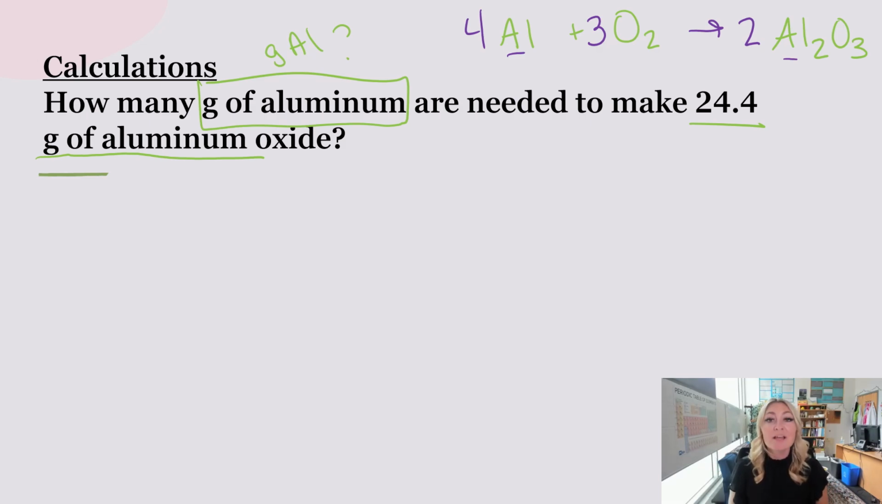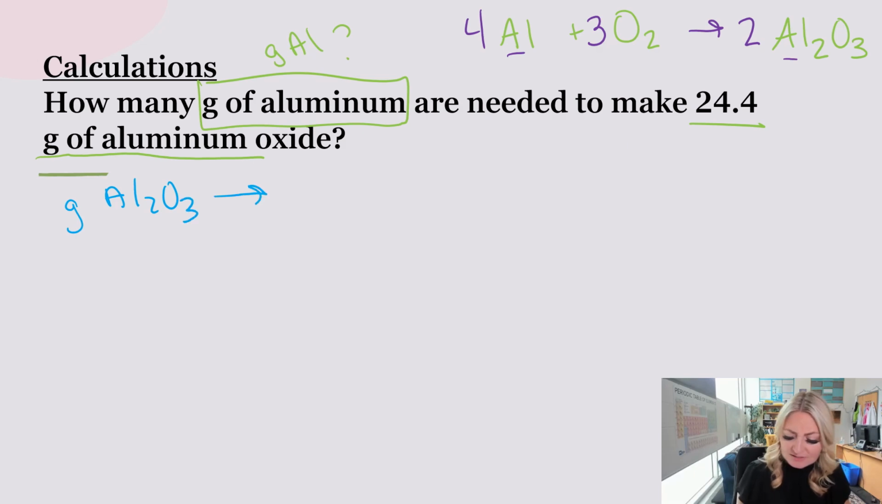Now we're going to want to figure out where we're starting from and where we're going. And to do that, we're going to make a unit map. So we know we're going to make a certain number of grams of aluminum oxide. I'm going to write this all the way on the other side because I don't know how many conversions I'm going to need. They're asking me how many grams of aluminum do I need to get there?